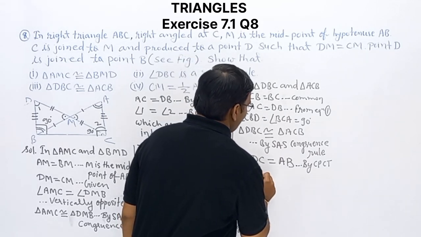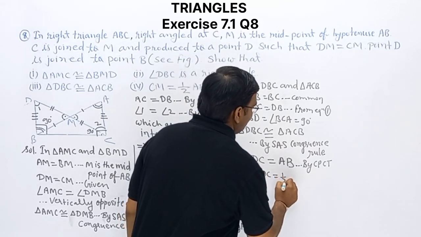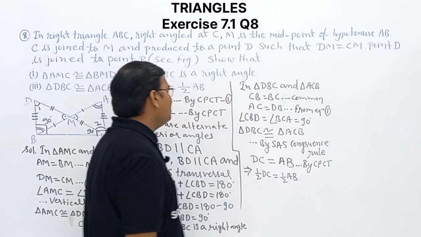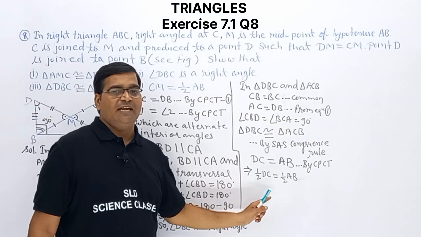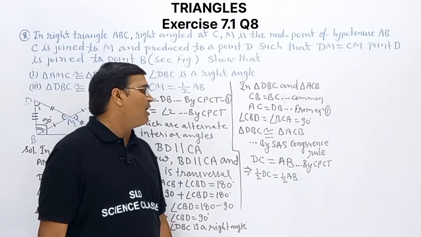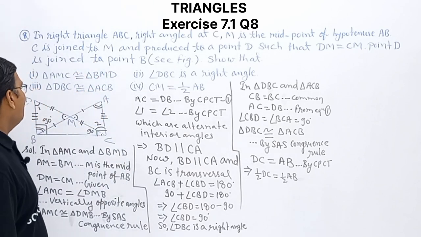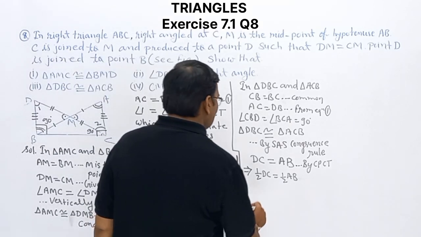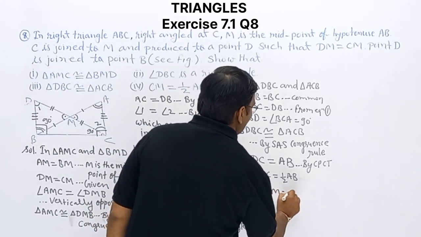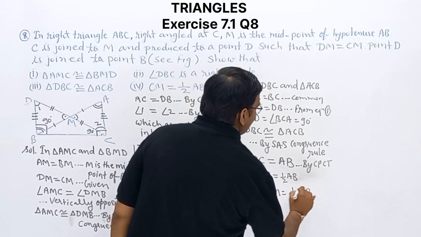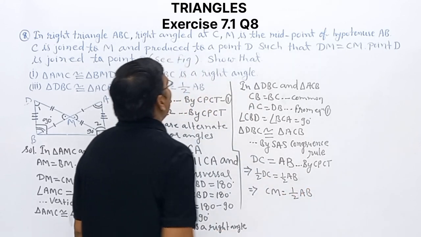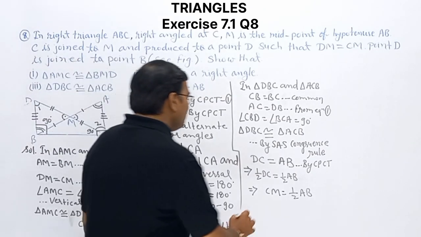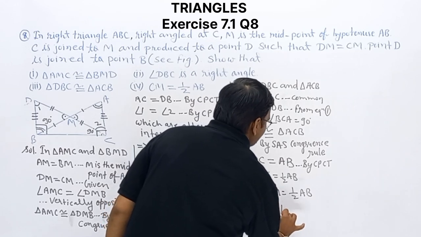Now I am multiplying both sides by 1 by 2. Then 1 by 2 DC equals 1 by 2 AB. I am taking half on both sides, multiplying left and right by half. Then we get half DC, and half of DC is CM. So CM equals half of AB. We proved CM equals half of AB, which we wanted to prove. So we proved these 4 questions, hence proved.